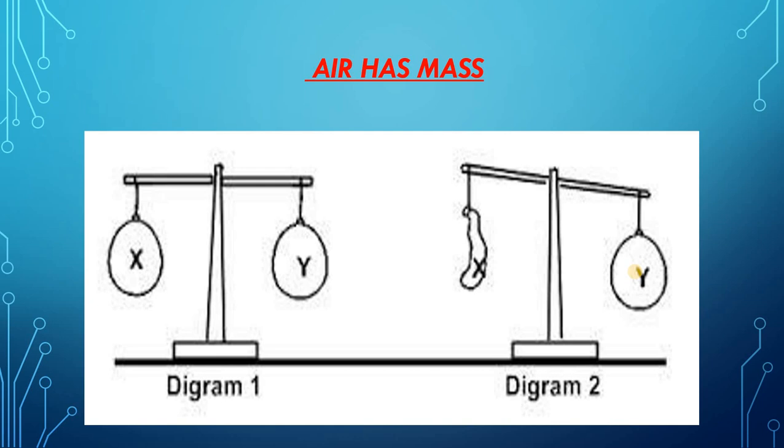For example, air has mass. The first statement. If you take two balloons, suppose these are two balloons, X and Y, and if you just hold them on this hanging rod, then what you will find is that it is in this kind of position. That means both of the balloons have got equal mass. That means an equal amount of air is present in them. Now you just deflate one balloon. You just deflate this balloon X. You just prick a needle and take all the air out.